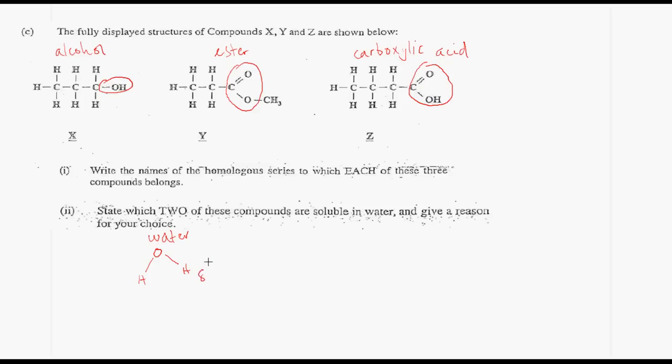So there's a delta plus charge on the hydrogen atoms and a delta negative charge on the oxygen atom. Oxygen is more electronegative than hydrogen, and therefore the electrons in this bond are shifted towards the oxygen atom, and this is what makes the water molecule polar. So in the case of the alcohol, the OH group is able to form a strong bond with the water molecule, and therefore the alcohol will be soluble in water.